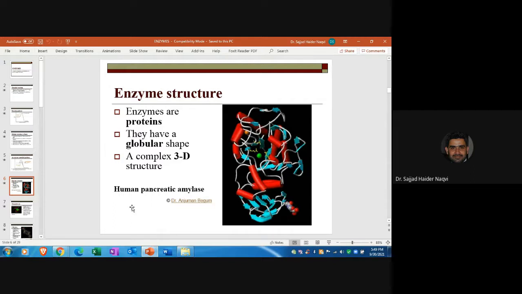Now, the picture in front of you is of a very common enzyme, human pancreatic amylase. I'm sure you know that amylase is the enzyme involved in carbohydrate metabolism, or carbohydrate breakdown, specifically in the pancreatic region. You can see that a 3D structure is being shown for the enzyme.